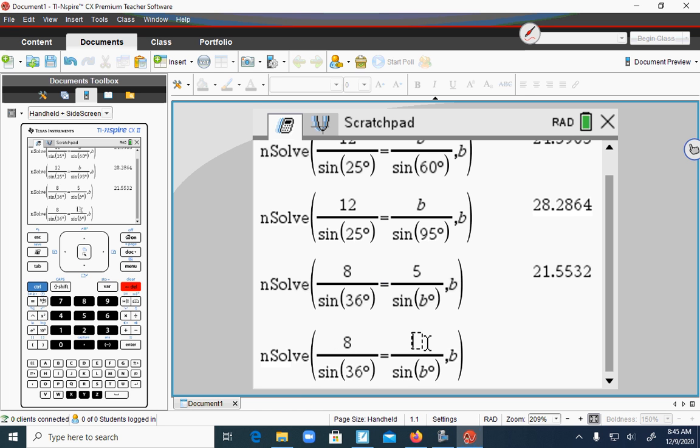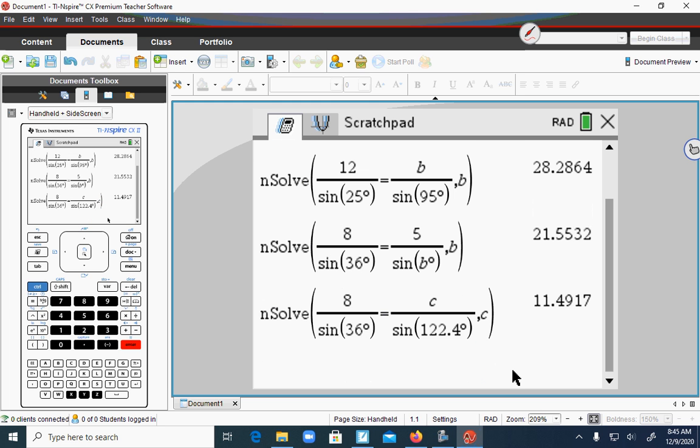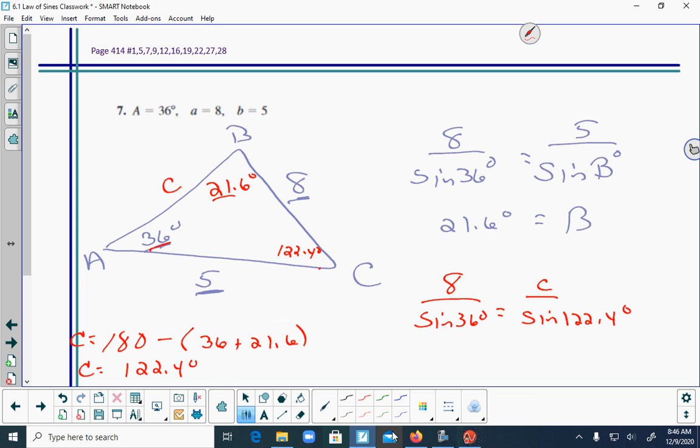This is now what I'm looking for, so I can call this C if I want. The angle that I have is 122.4. And since I changed this letter to C, I'm going to have to remember to change this C. I could have left it B, up to you. And I end up with 11.49, and that's going to be my side C is 11.49. So now I have all three sides, I have all three angles, and that triangle is solved.